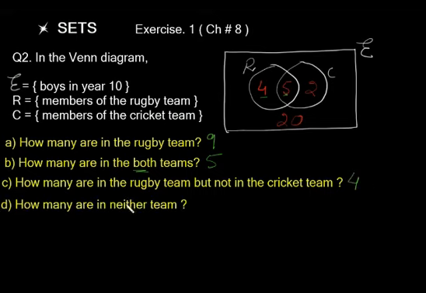And then part D, it says how many are in neither team. It means that you have to look outside these two circles, which is 20. It means 20 are playing neither cricket nor rugby.